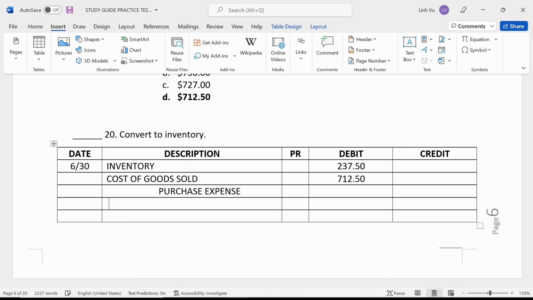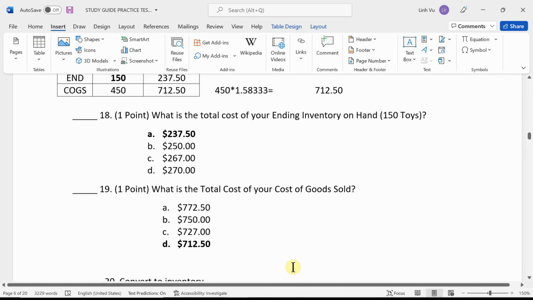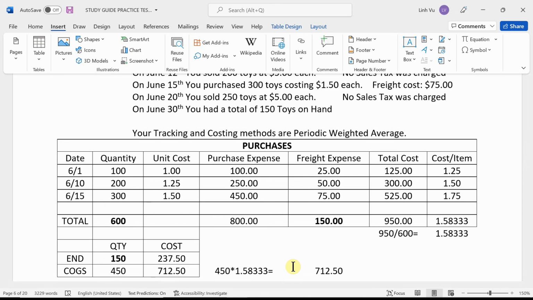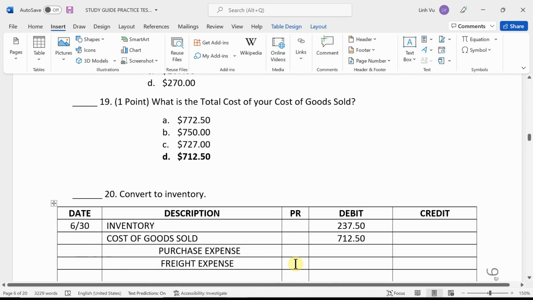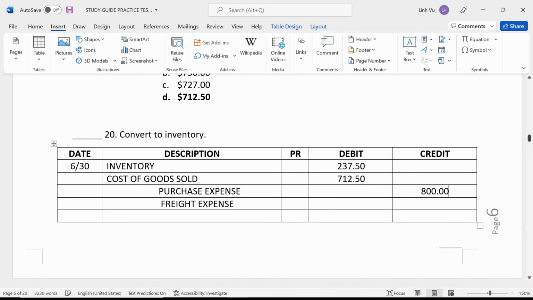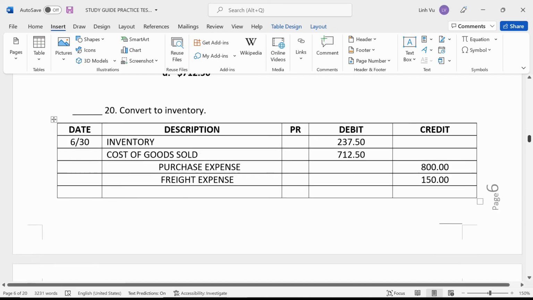And what else? Freight. Okay. So in this case, what is my total purchase expense? 950. That's your total cost. That includes freight. 800. Good. And my freight is 150. Good. Okay. So that's the conversion entry right there.